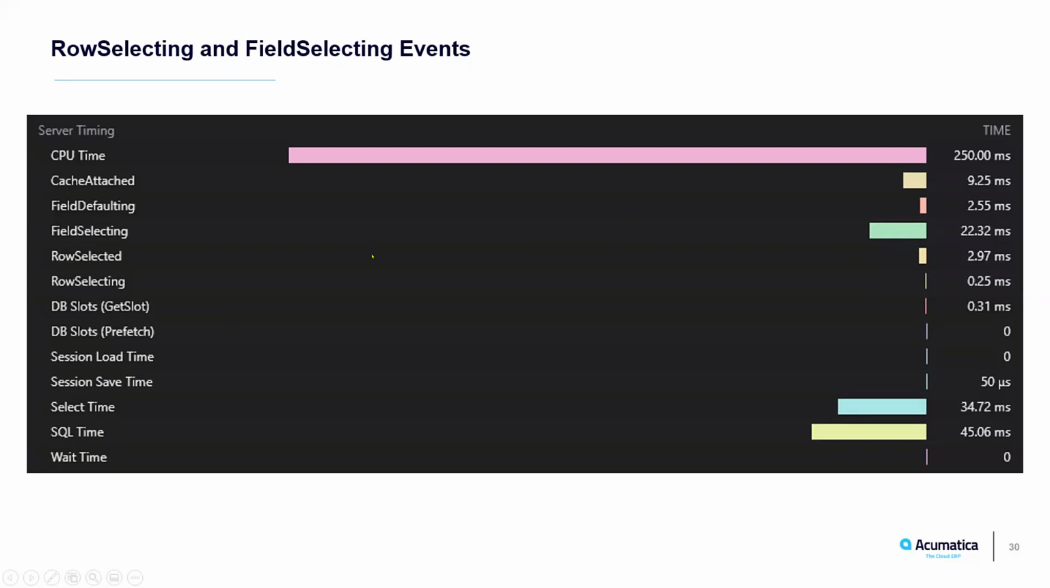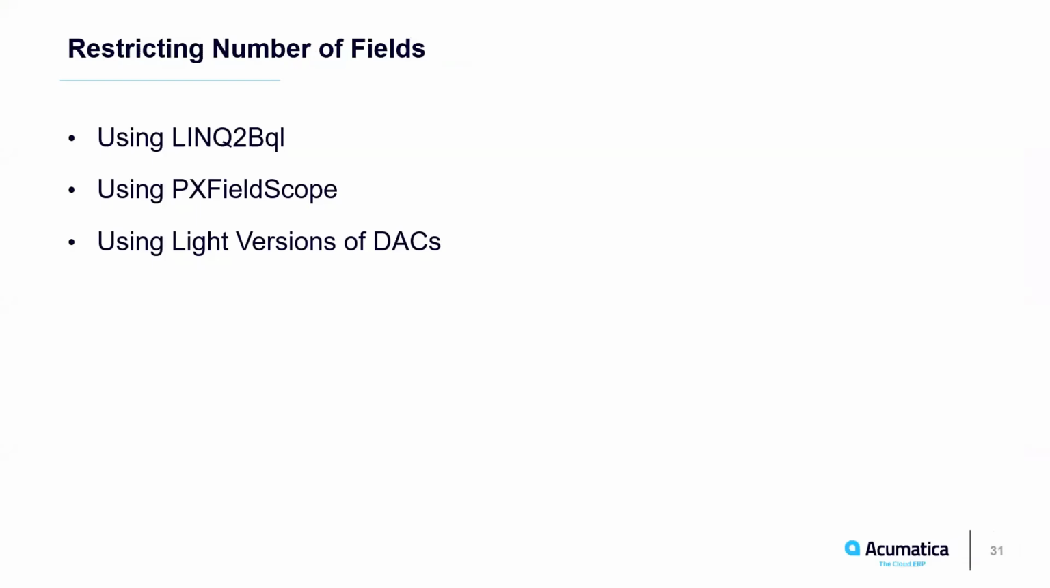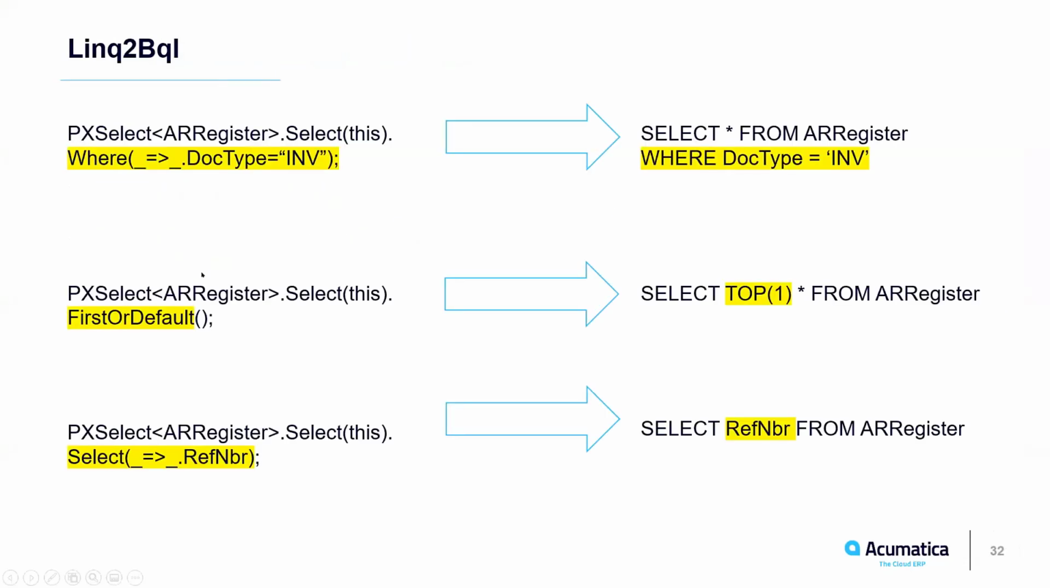And if you do indeed need to select a lot of rows, maybe you need to restrict the amount of fields that you are selecting from those rows from the database. So let's take a look at how we can do that. First, we can use LINQ to BQL. Second, we can use PXFieldScope. And third, we can use light versions of data access classes. Let's take a look at all those things.